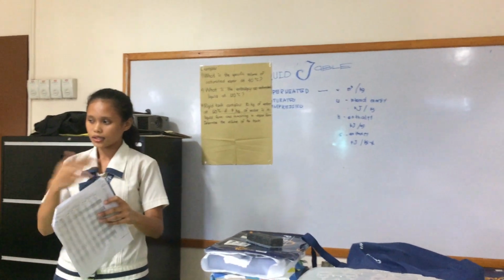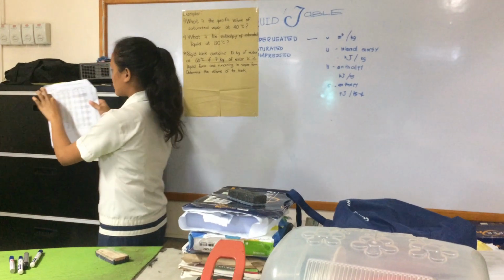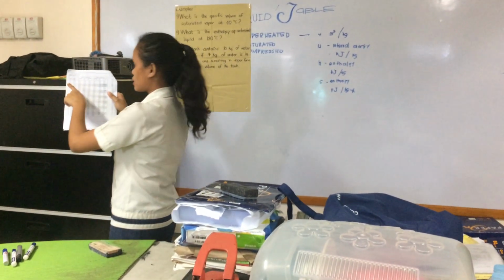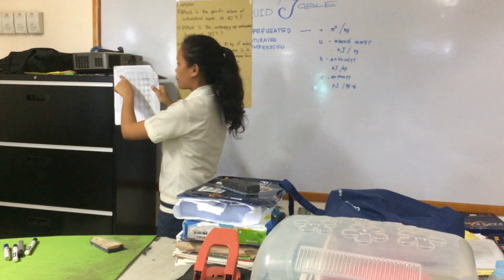So, next page, the back. Table B11. The first line is temperature, in degrees Celsius. Second is pressure.